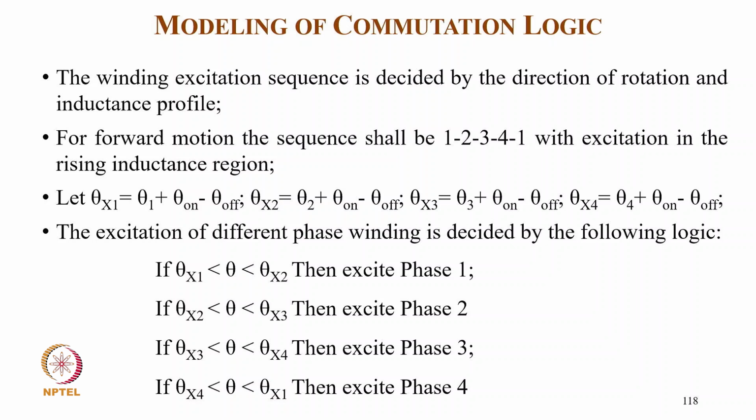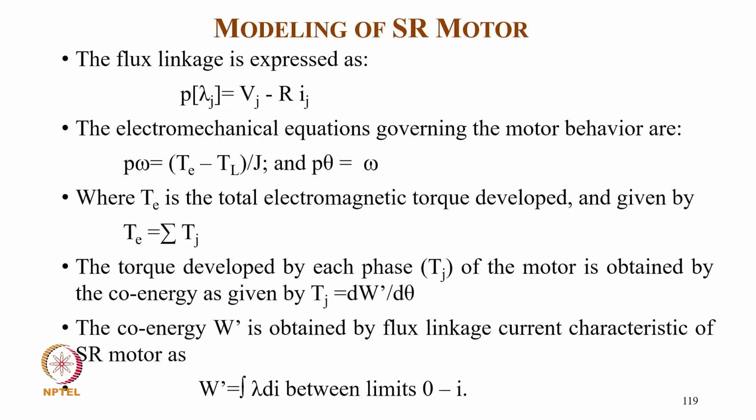So excitation of different phase winding is decided by the following logic. If theta is between theta x1 to theta x2, then excite phase 1. If theta is between theta x2 to x3, then excite phase 2. If theta is between theta x3 to theta x4, then excite phase 3. And if theta is between theta x4 and theta x1, then energize phase 4.